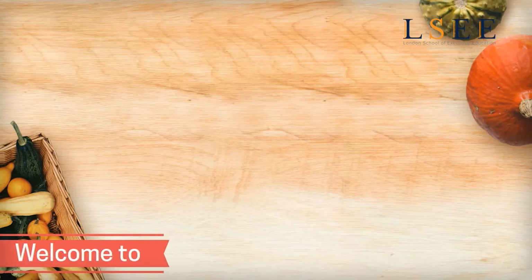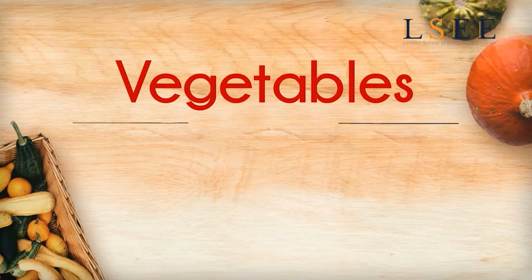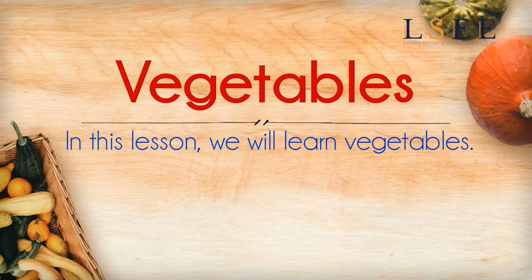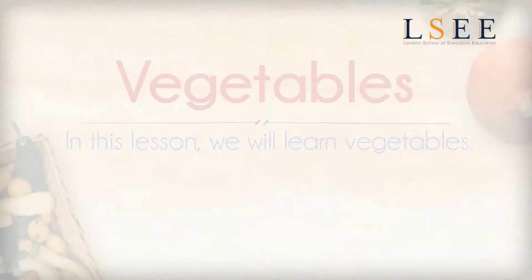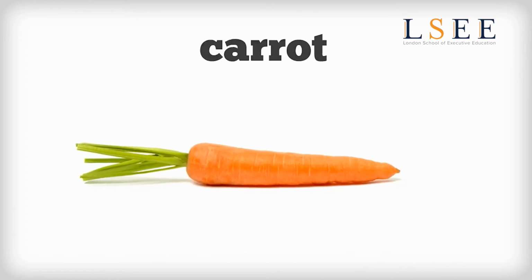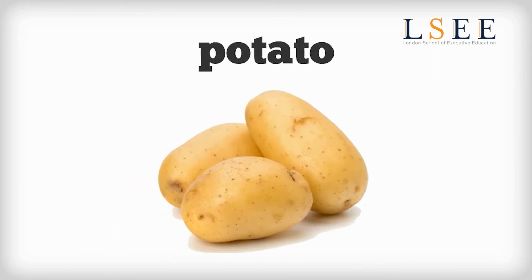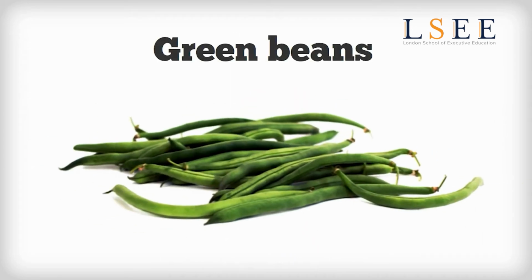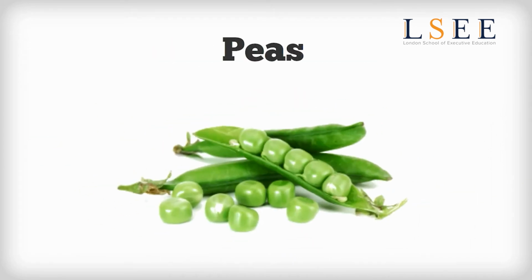Welcome to Vegetables Part 1. In this lesson, we will learn Vegetables Part 1. Potato. Carrot. The plural of potato has an E before the S. Potato, potatoes.